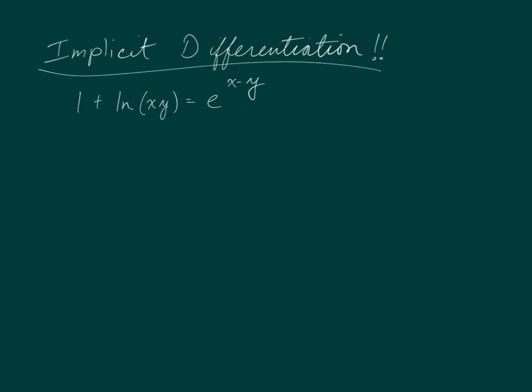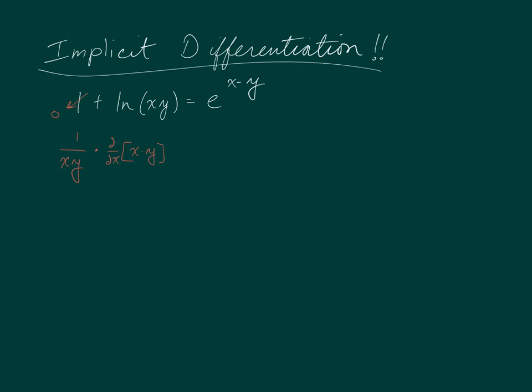Implicit differentiation. In this example, we will implicitly differentiate this function, 1 plus natural log xy equals e to the x minus y power. So the first step here is to find the derivative of each side. On the left side, the derivative of 1 will be 0, and the derivative of the natural log of xy will just be 1 over the argument, that's what's on the inside, times the derivative with respect to x of x times y.